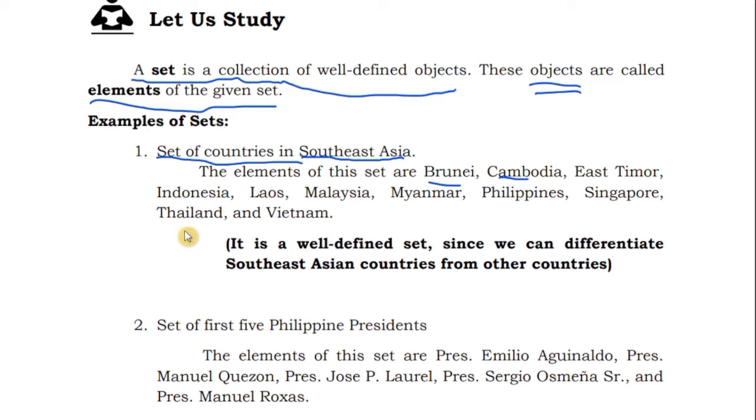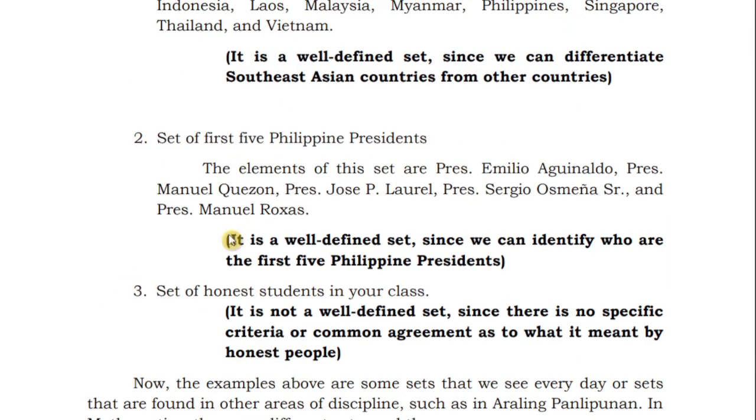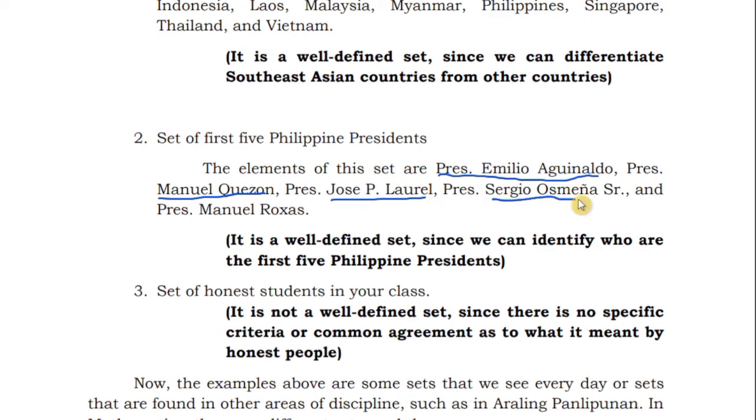Then that country stands for the elements of that set of countries in Southeast Asia. Okay, we also have a set of the first five Philippine presidents. The first one that we have is our former President Emilio Aguinaldo, Manuel Luis Quezon, Jose P. Laurel, Sergio Osmeña Sr., and Manuel Roxas.